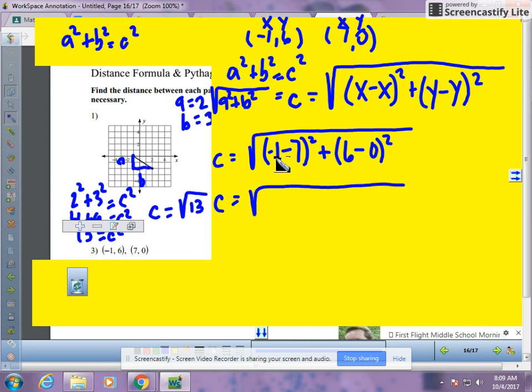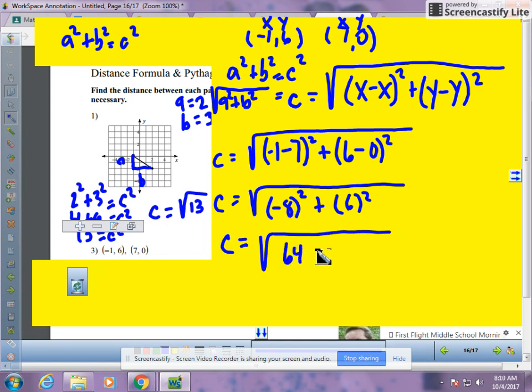So let's do that math. Here we go. -1 minus 7 is -8 squared. 6 minus 0 is 6 squared. -8 squared is 64, positive 64. 6 squared is 36. C is equal to the square root of 100. So C is equal to 10. And that is how you use the distance formula.